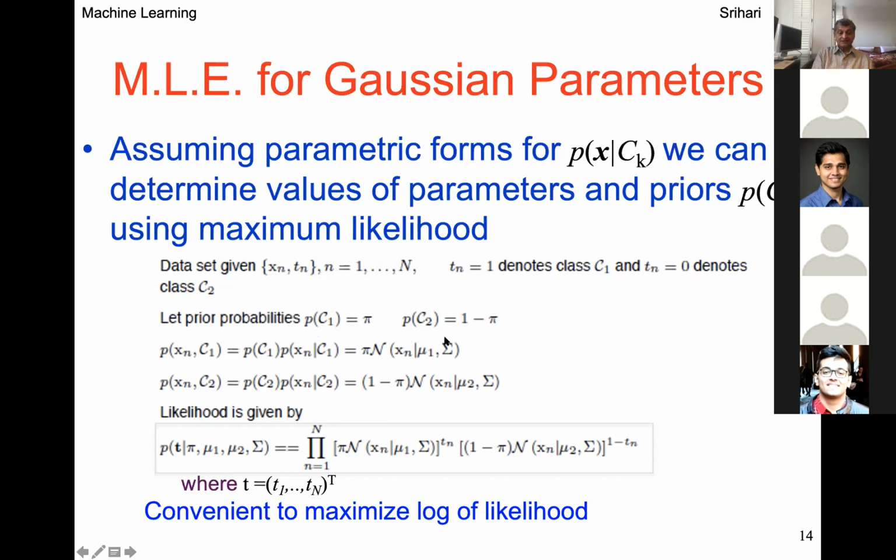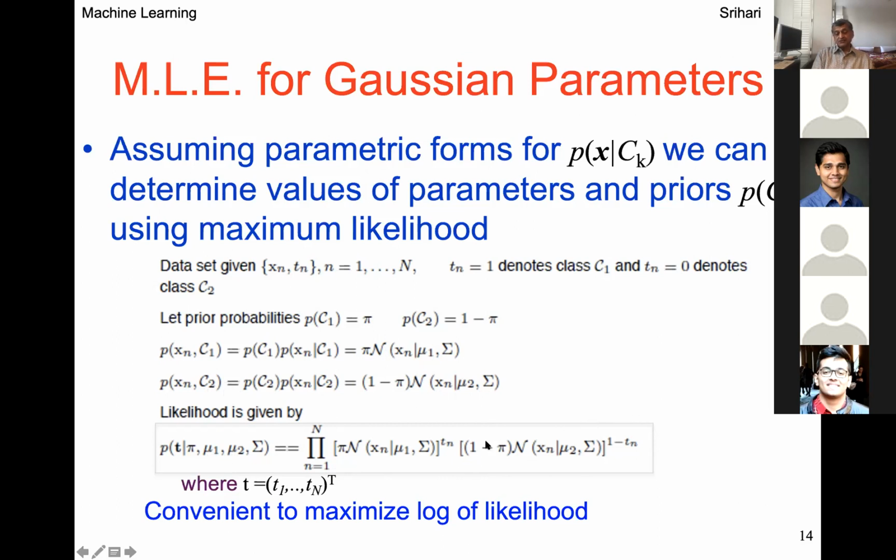The two probabilities and joint probabilities can then be written in this way. We're using N for normal over here. And then the likelihood of a set of observations T, given the prior pi, given means mu1, mu2, and covariance matrix sigma, assuming the samples are all independent, can be written as a product, as a likelihood function.